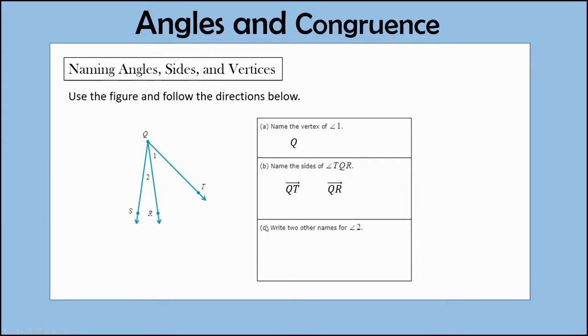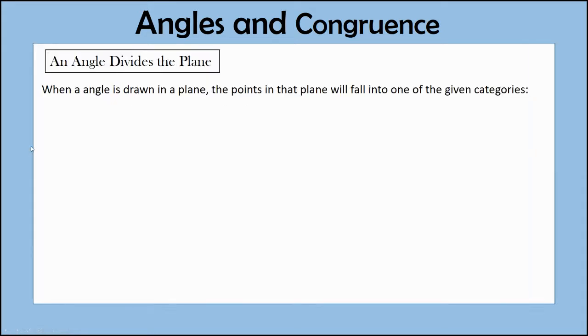And then letter C here: write two other names for angle 2. So the two other ways we could name angle 2 would be angle RQS and SQR. Now, we cannot just name it angle Q because, as I talked about, angle Q could be three different angles. So that's not specific enough. We want to name this one particularly, so we have to use three letters or we have to use the number.